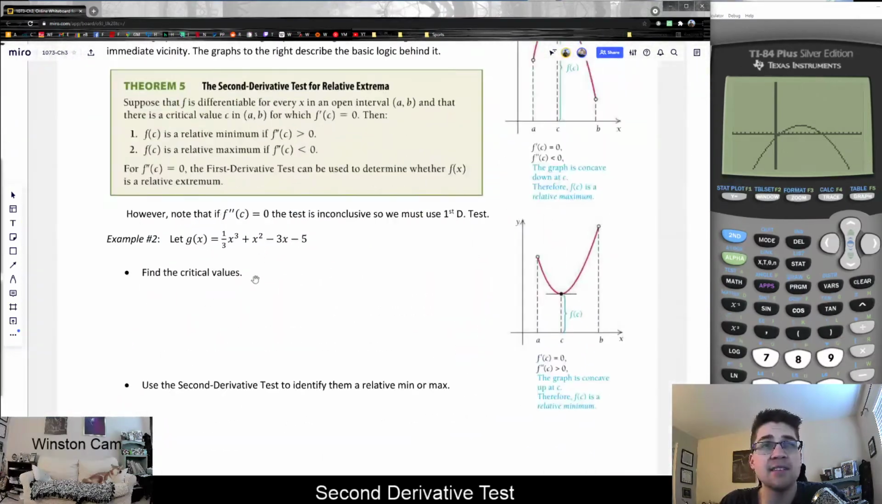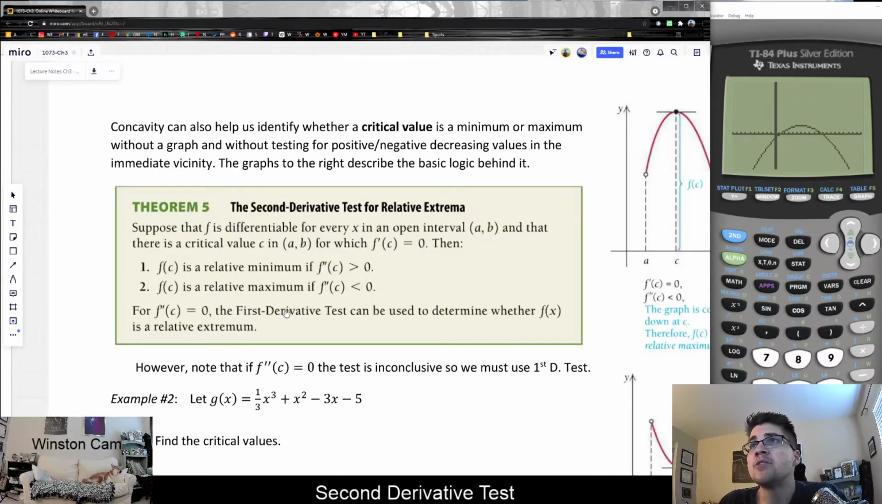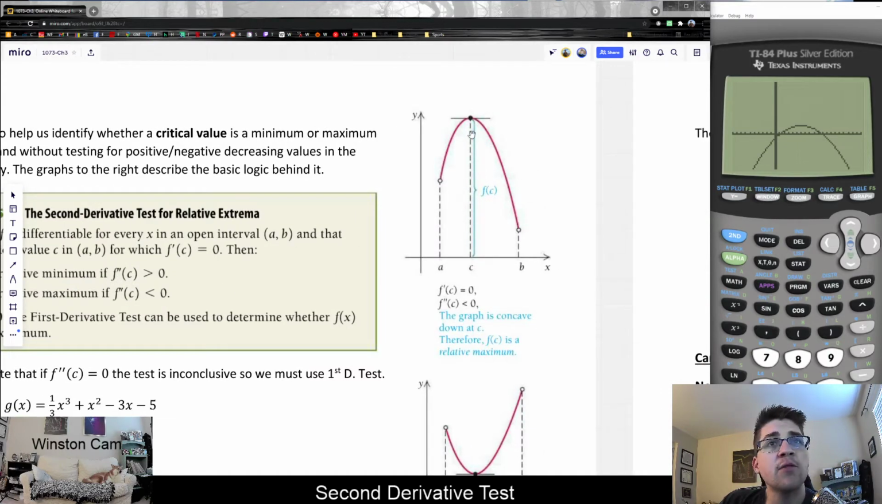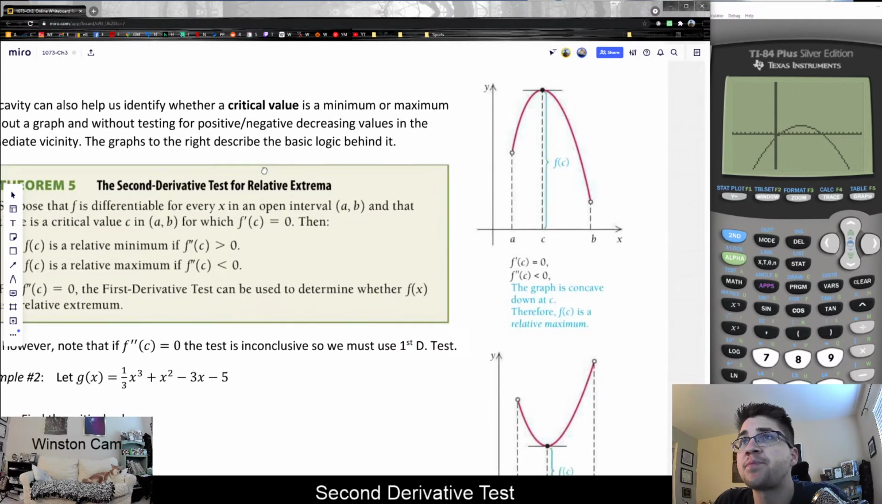It is a simplification in a way. So let's go ahead and read it. It says, suppose that f is differentiable for every x in an interval and that there is a critical value within that interval. And again, that's just saying, okay, we have a critical value. We're trying to figure out, is that a minimum or a maximum in between two points A and B. So here's this critical value. Let's look nearby and see what's going on to help figure this out.